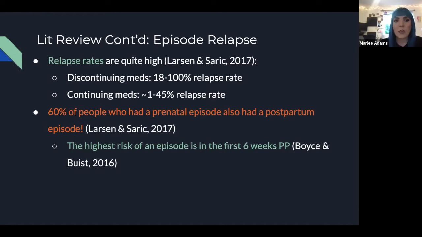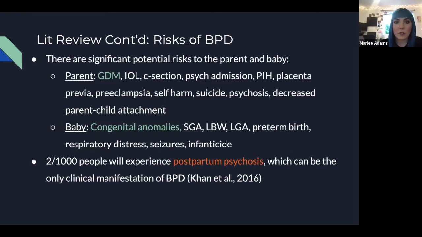So now I'd just like to speak briefly about the risks of bipolar disorder. There are significant potential risks to both the parent and the baby. The two words we have in green here, I'll come back to. But for the parent, some of the risks include induction of labor, cesarean birth, hypertensive disorders, self-harm, suicide, psychosis, and impacts to the bond between the parent and the child. For the child, there are risks of things like congenital anomalies, being born small for their age or of a low birth weight, being born preterm, having seizures, or even infanticide, which is when the parent kills their baby. So these two items in green here, gestational diabetes and congenital anomalies, there's been some debate about, which I do want to briefly discuss.